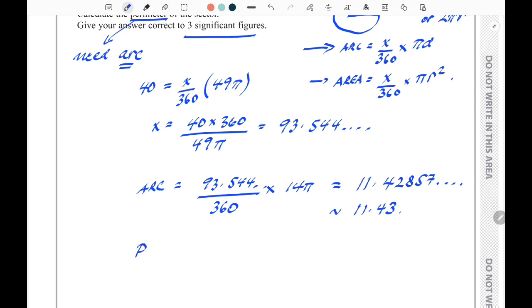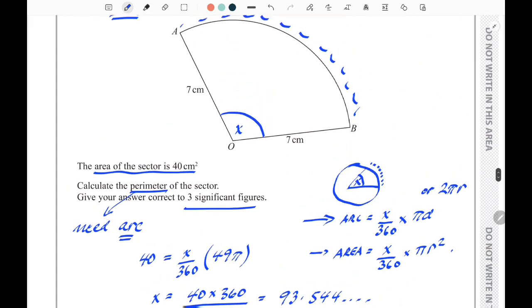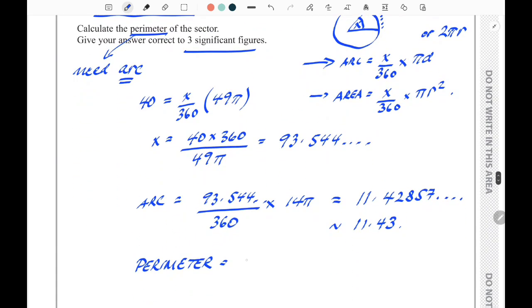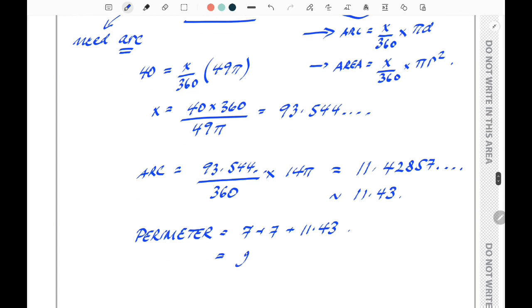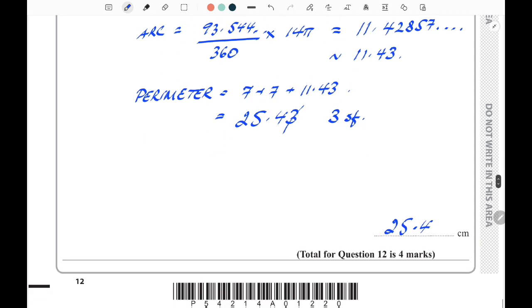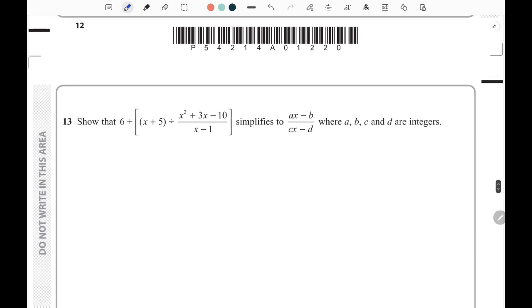Now, the total perimeter equals the 2 straight edges. So 7 plus 7 plus 11.43. So you've got 25.43. And the answer to 3SF is just 25.4. And so get rid of that. You only want 3 significant figures. So that's that question done. Great. Number 13.